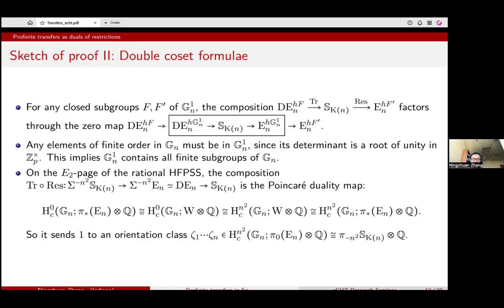But still, the claim is saying this is true rationally, so that's fine. Okay. Sorry, can I ask a question about the first bullet point? So in that factorization, how do you know that the transfer followed by restriction in the box is zero? Sorry if I missed it.